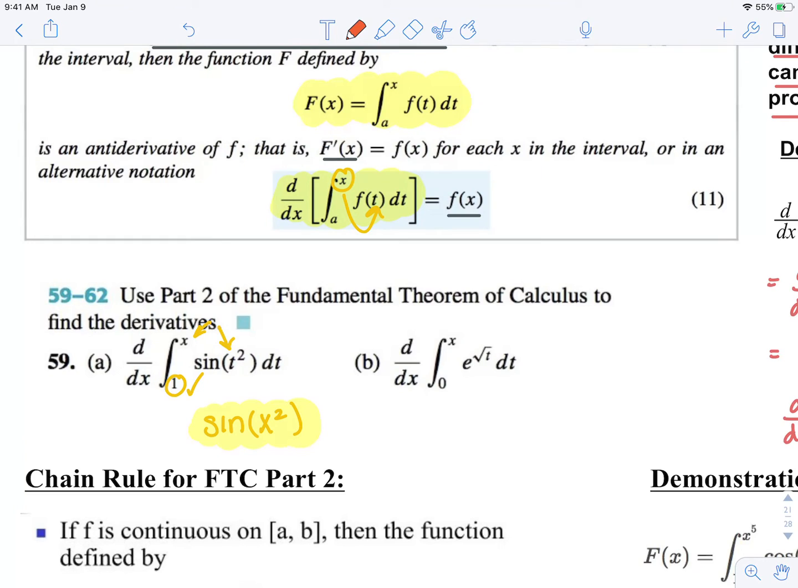Same thing here on part B. I'm taking the derivative of an accumulation function. The bottom is a constant. That must be the case before you can apply FTC part 2. So I'm going to take this variable and replace this dummy variable with it. That is going to be e to the square root x. No work needed because we understand that taking the derivative of an antiderivative is just an inverse operation and will leave the starting function.